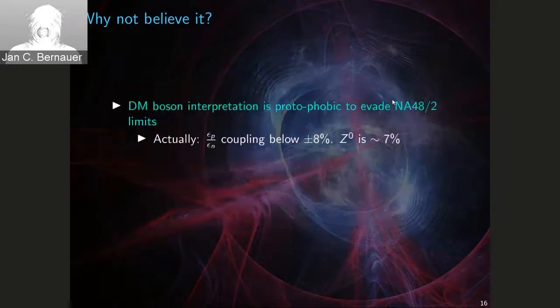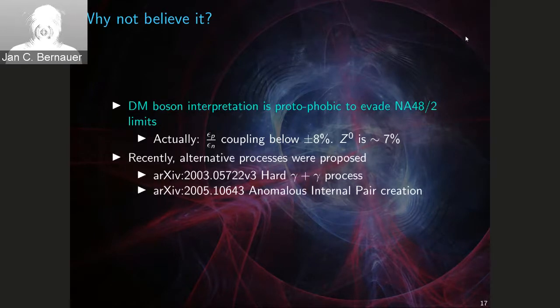So why would you not believe it? Well, it's a little bit maybe strange to have this protophobic force, right? You need that to evade the NA48/2 limits. But if you look at it, you need a reduction of about 8% between proton and neutron. And if you look at the Z naught, that has a level of 7%. So it's something we know already in the standard model, and I don't think there's a good reason that beyond the standard model physics should be simpler than what we see in the standard model. So that's maybe not the greatest argument, but it's a little bit less likely maybe than something else.